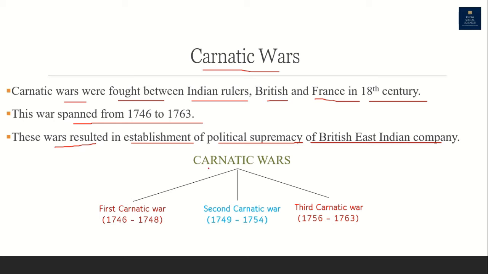Here we have a flow chart of the Carnatic Wars. First Carnatic War, the period is 1746 to 1748.